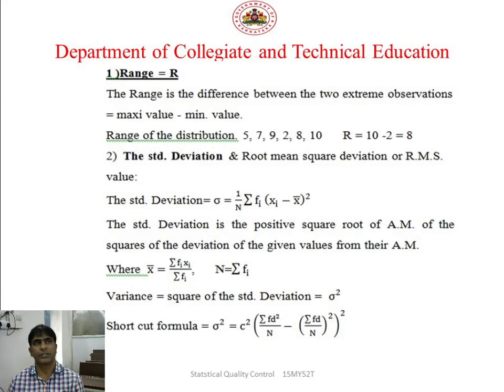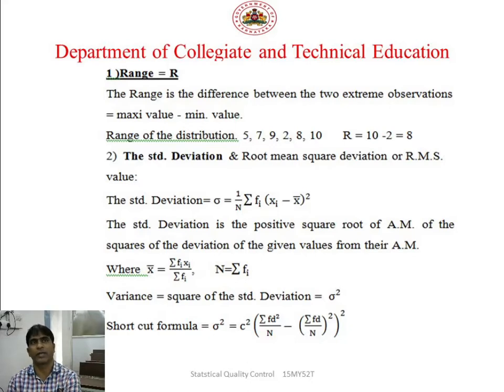Range is denoted by the capital letter R. Range is the difference between the two extreme observations in a distribution. That is, maximum value minus minimum value. So, the range of a distribution.